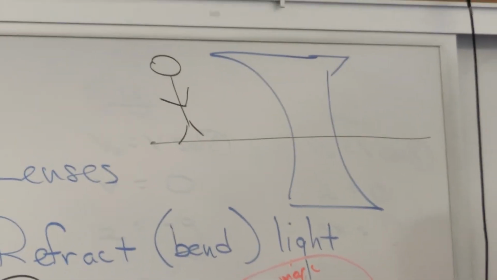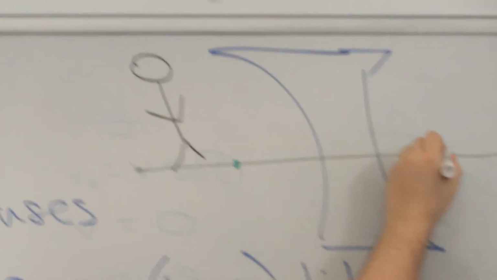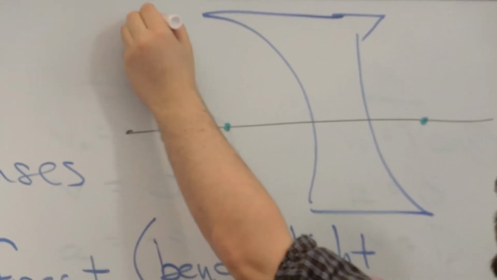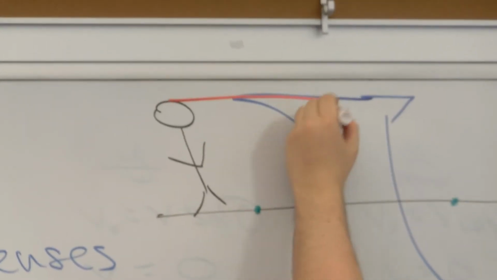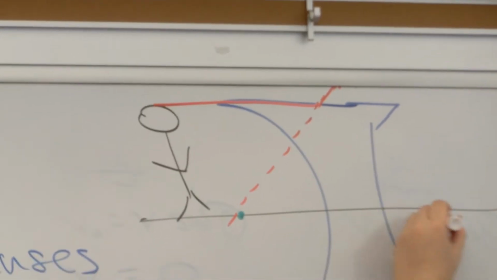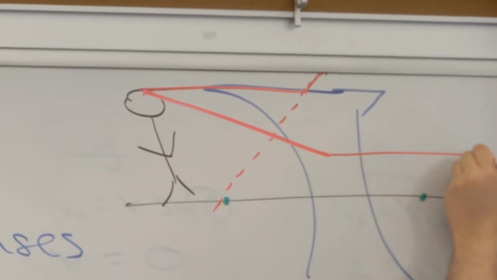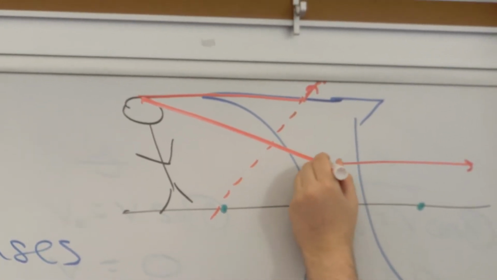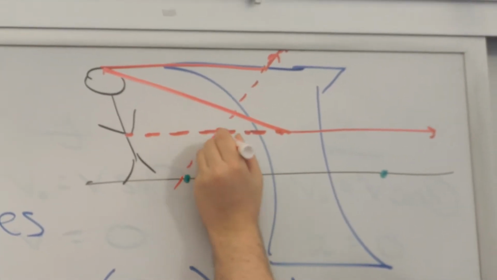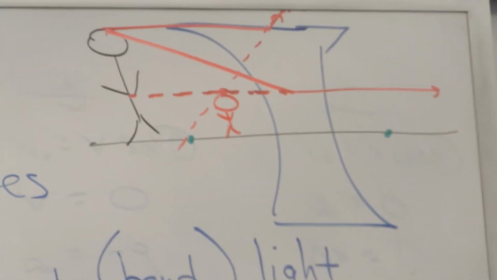Here's my person. Here are my focal points. And this goes in parallel, out from F, and then into F, out parallel. Into the far. That's not right. So here is my image. All right.